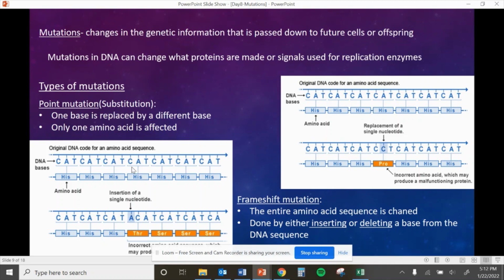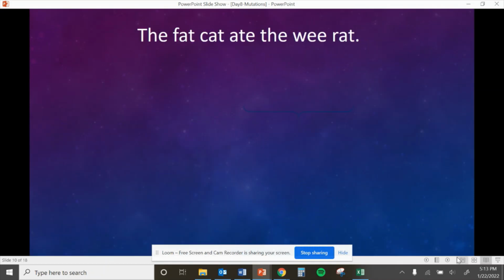So in this example, we are inserting an extra adenine into the sequence, and it causes the codons to shift so that now not only is this amino acid changed, it also affects every other amino acid downstream. So you can kind of imagine that a frame shift mutation is probably going to be more detrimental. They're going to change all those amino acids following the mutation.